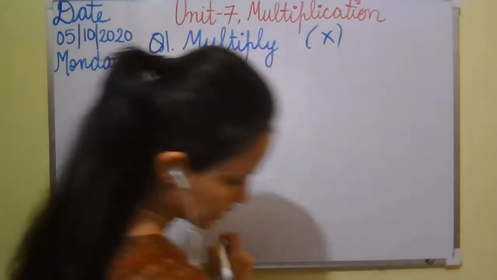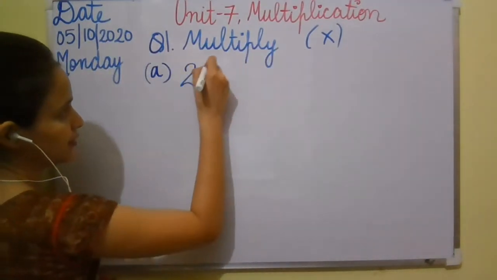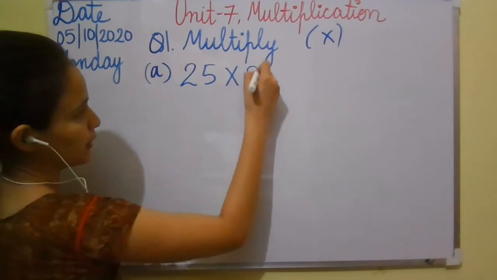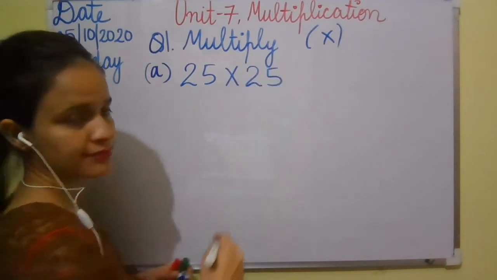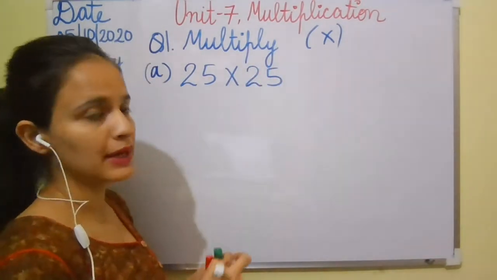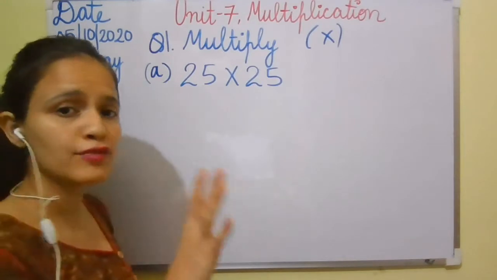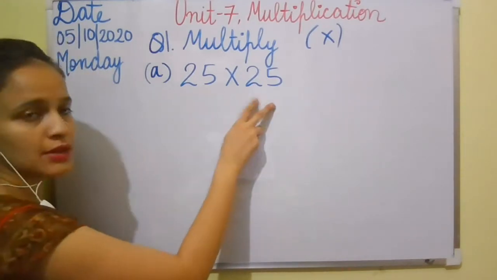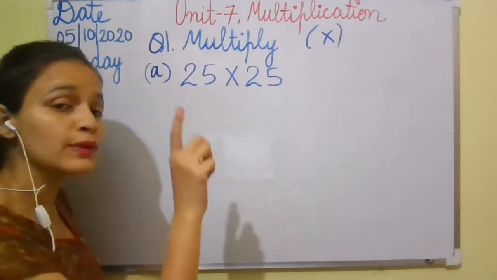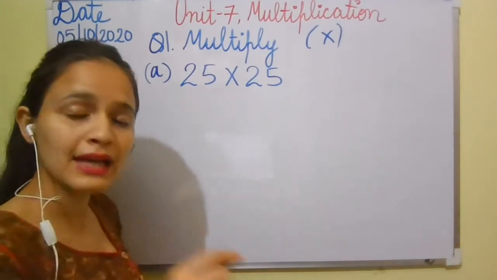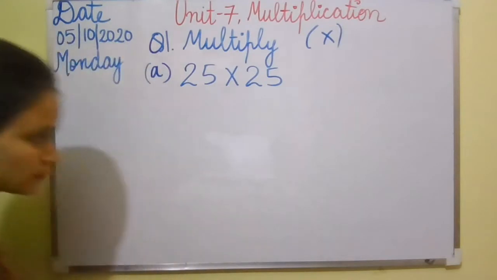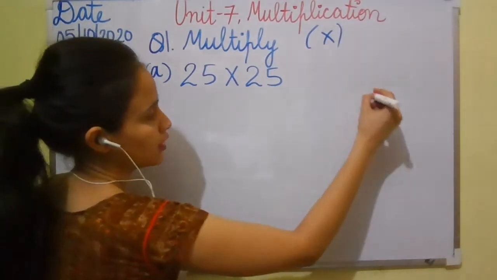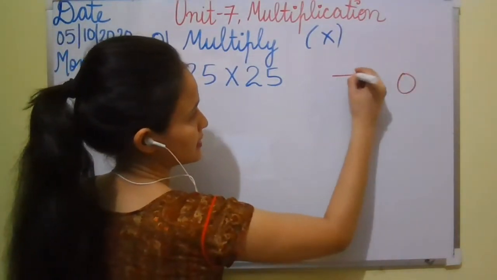25 multiplied by 25. First we have to arrange both the numbers. As we can see, both the numbers are two-digit numbers, so we are going to write ones and tens.